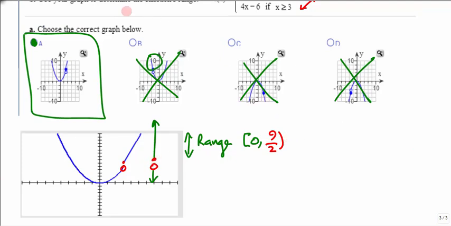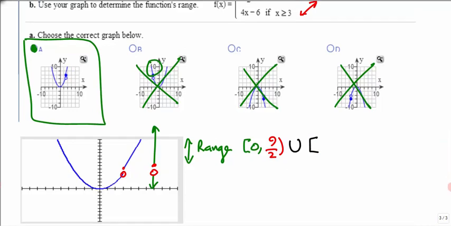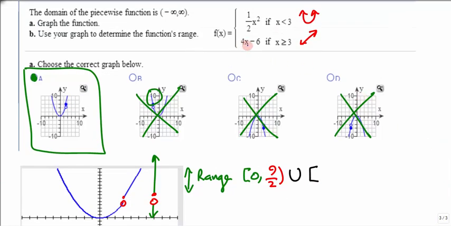And then I have a gap, so I'm going to union this with my next value, which will be a bracket because I have a filled point, and you can see the filled point here as well. And that filled point would be if I plugged a 3 in, 4 times 3 is 12, 12 minus 6 is 6. And then this heads off toward infinity, which would be parentheses, because you never bracket infinity. So these are some examples of talking about the domain and the range of piecewise functions.